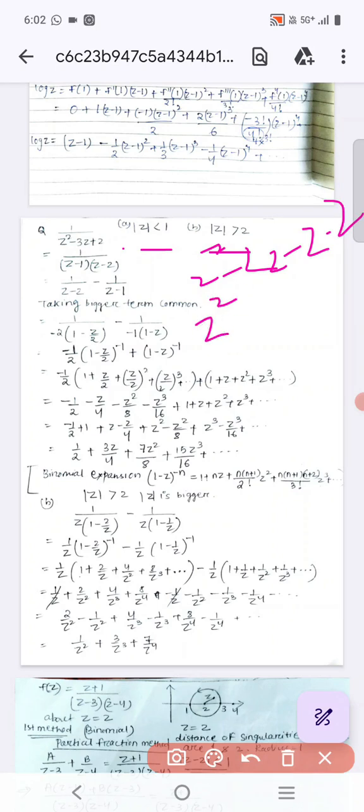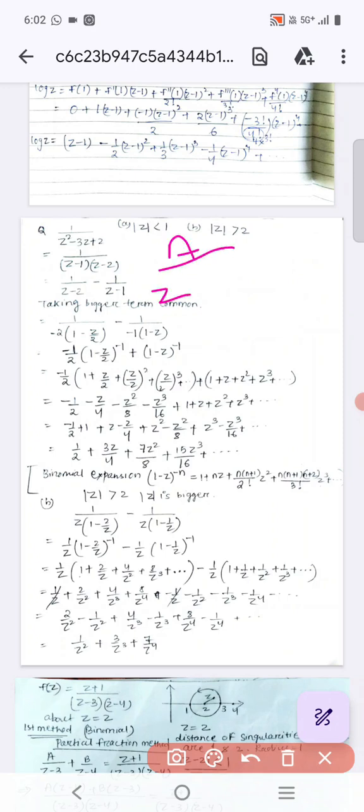Solve this equation, then equate the a plus b value to 0. Here in the numerator there is no z, and the constant part is 1. Then find the a and b values: a will be 1 and b will be minus 1. So we get the fractions 1 by z minus 2 minus 1 by z minus 1. Then we will apply the binomial expansion here.